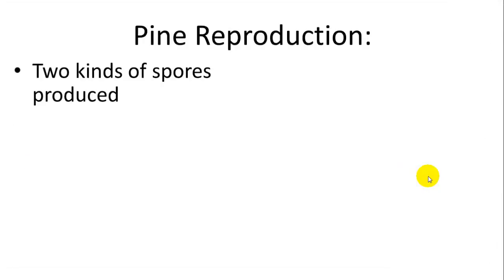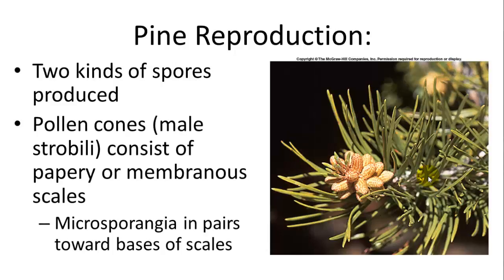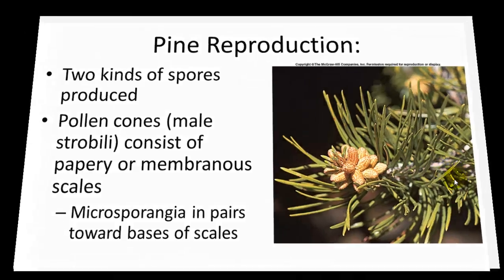There are 2 kinds of spores produced in pines. The pollen cones, which are the male strobili, consist of papery membranous scales, and their microsporangia are in pairs toward the base.